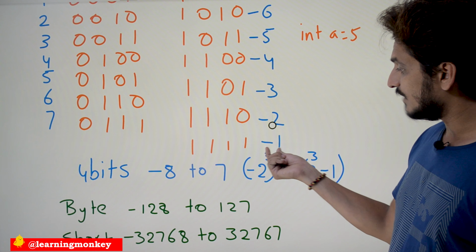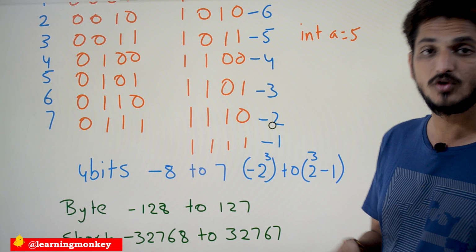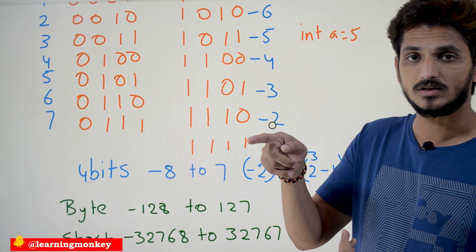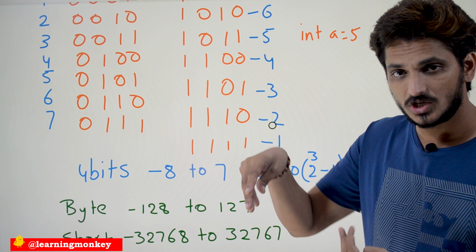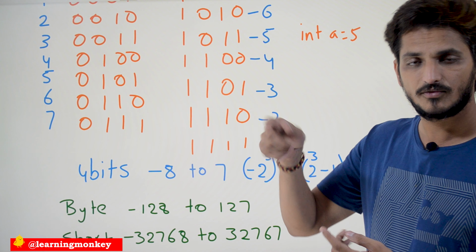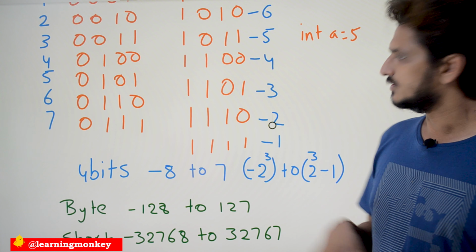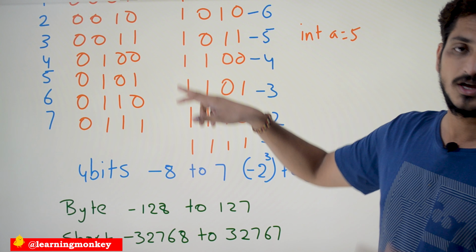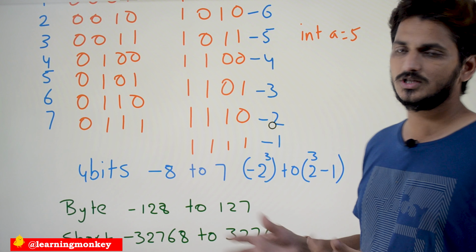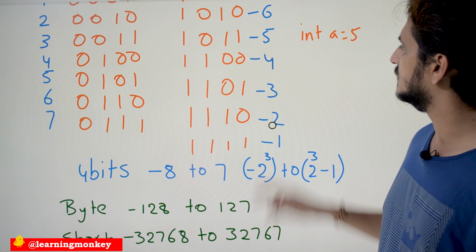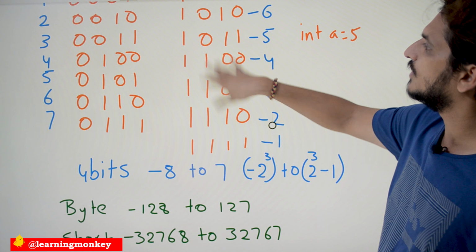So minus 2 power n minus 1 and 2 power n minus 1. If you have 8 bits, 2 power 7. If you have 16 bits, 2 power 15. If you have 32 bits, 2 power 31. These formulas were derived in digital logic design, and we used these equations there. So this is how negative numbers are stored.